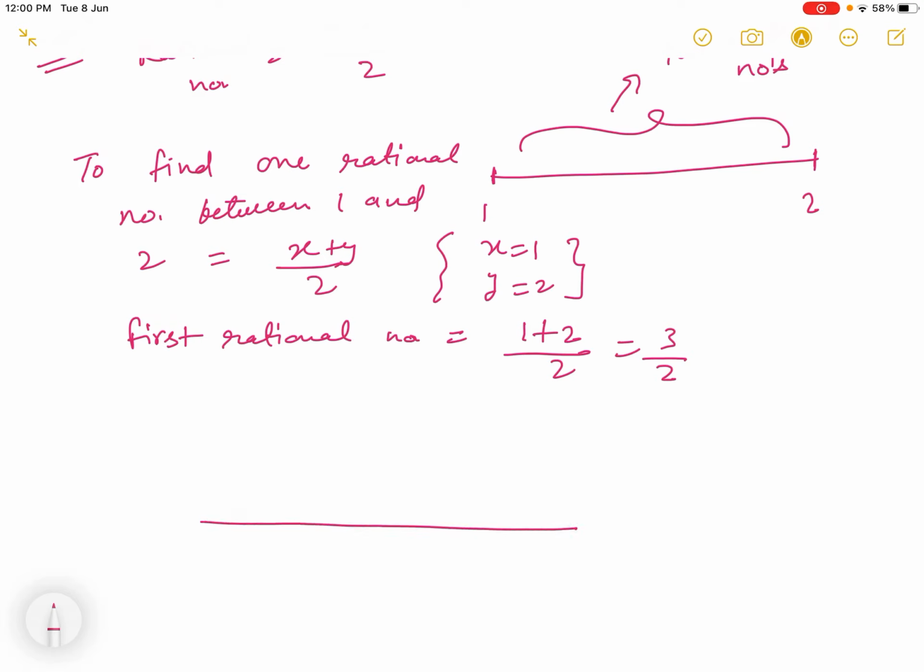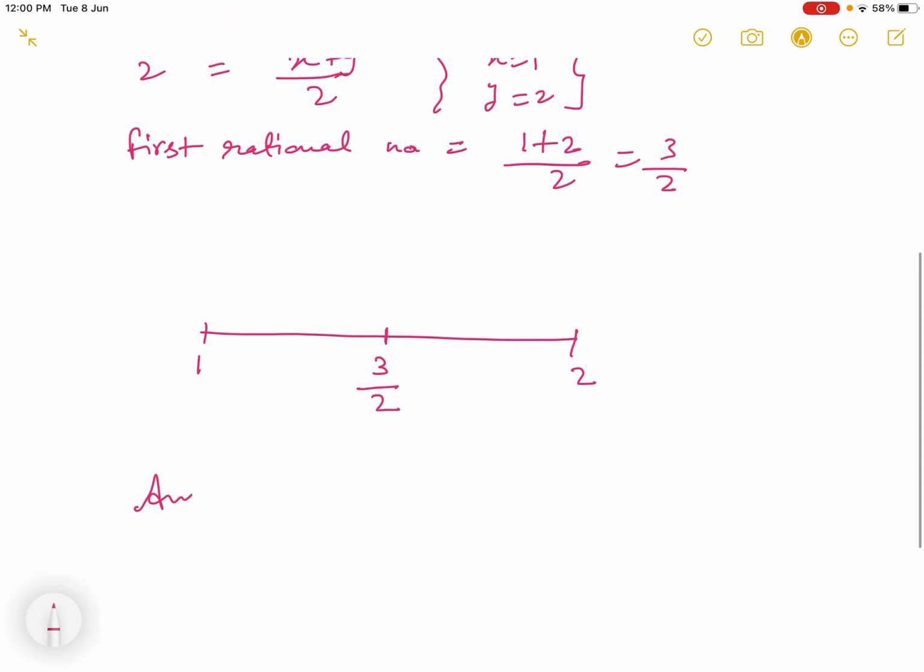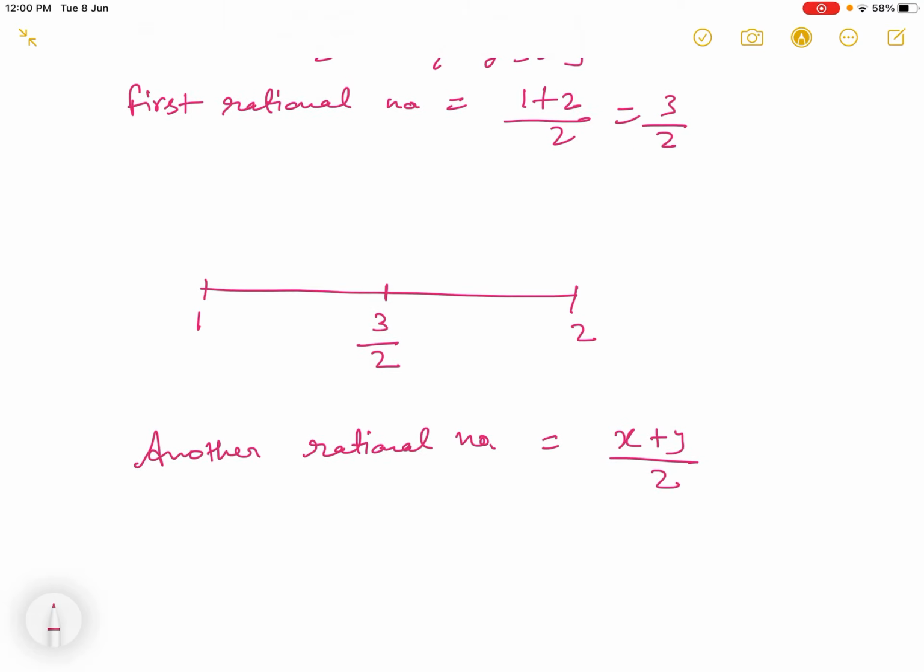So what will we do next? We will make our number line. This is 1, this is 2. In between it would be 3 by 2. What do we have to do next? We have to find another rational number. For the second rational number we will apply the same formula (x plus y) by 2, but here we can find the second rational number between 1 and 3 by 2, and it can also be found between 3 by 2 and 2. So you have two options. Either you can find this one or you can find with this one.